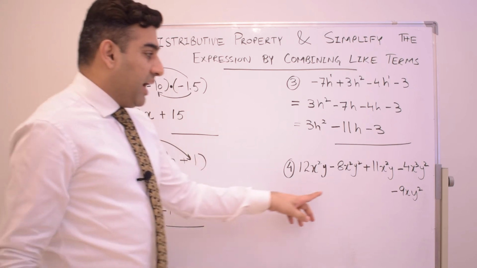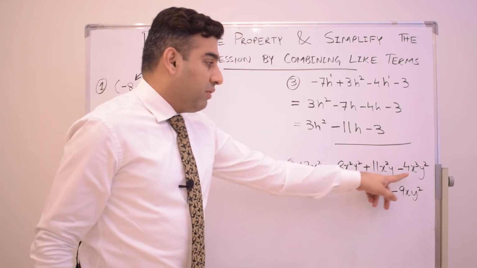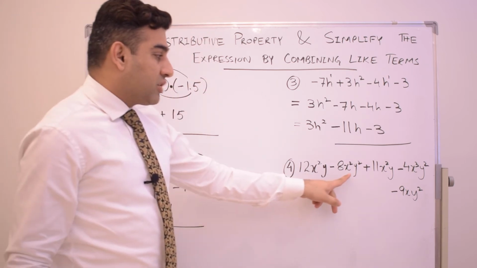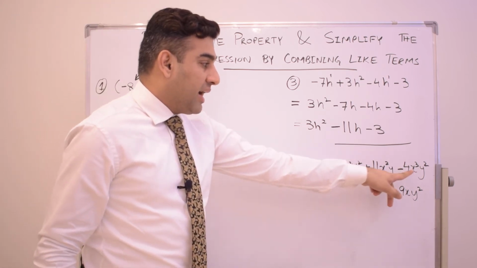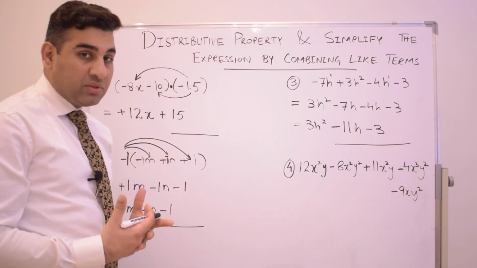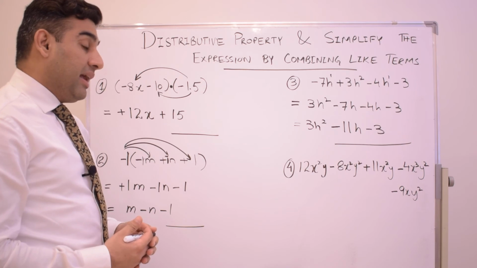Guys, in the next question, I have 5 terms, 1, 2, 3, 4, 5. The first term, x square y, x square y square, x square y, x cube y square, x y square. So guys, we have to gather the like terms, and then we will simplify.